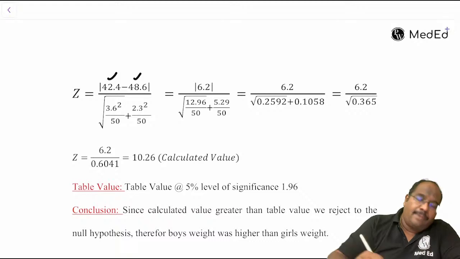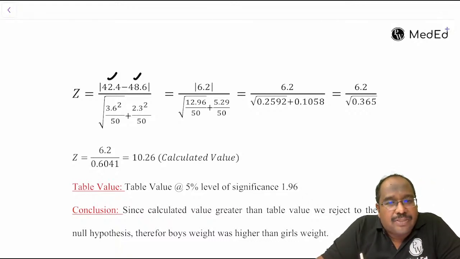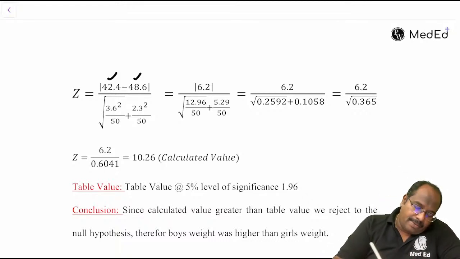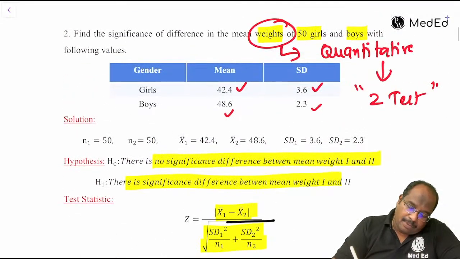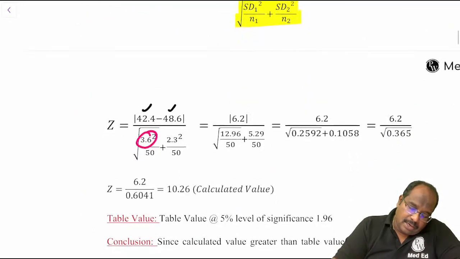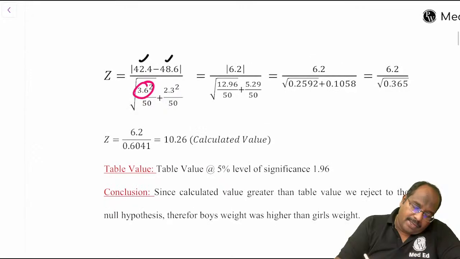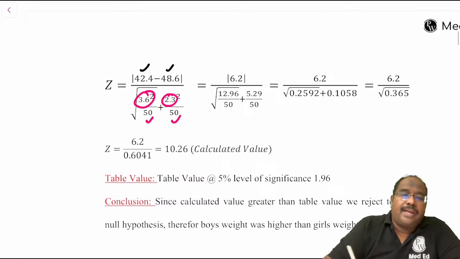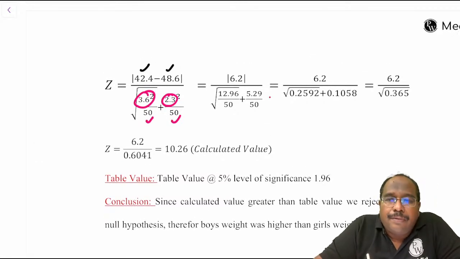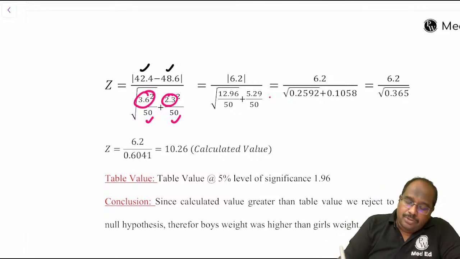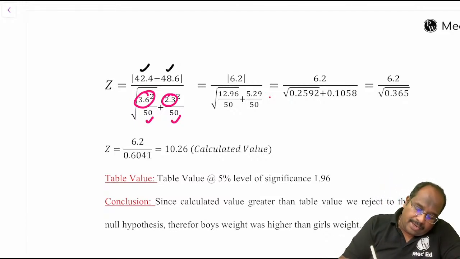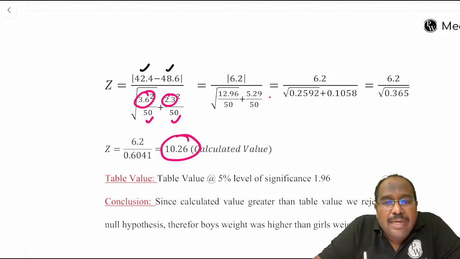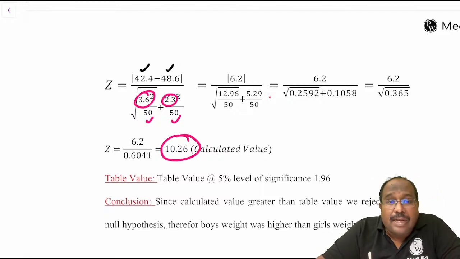42.4 here, 48.6. Okay, so first group and second group. Denominator is 3.6 square for girls, and for boys it is 2.3 square. N is 50. If you do the calculation, you get 6.2. So if you do the square root and all, we are getting the Z test value as 10.26.